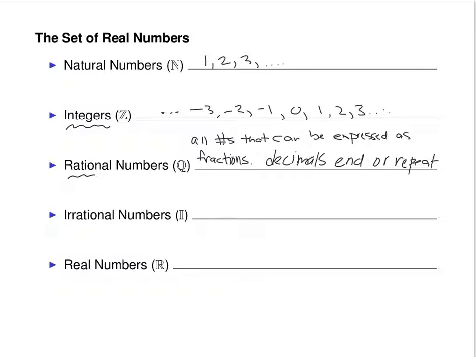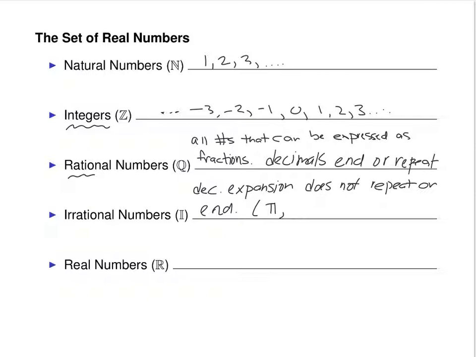Irrational numbers are numbers whose decimal expansions do not repeat and do not end. What's everyone's favorite example of an irrational number? Pi. Yep, exactly. Yum. I should bring pie on Pi Day. If we have class, I'll bring pie.